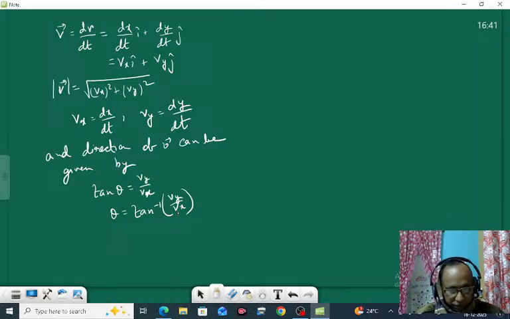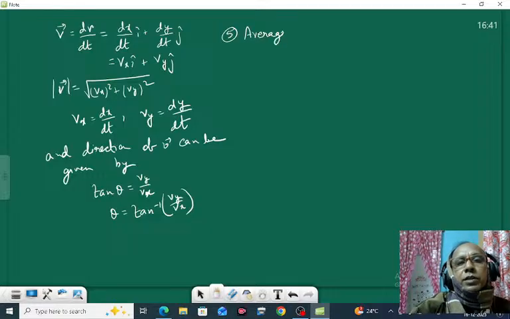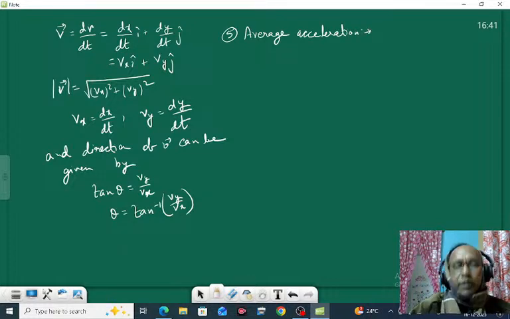So this is what we get: the velocity component. Now, if you find the average acceleration, what is the average acceleration? Now you find another term, that is average acceleration. What is that average acceleration?